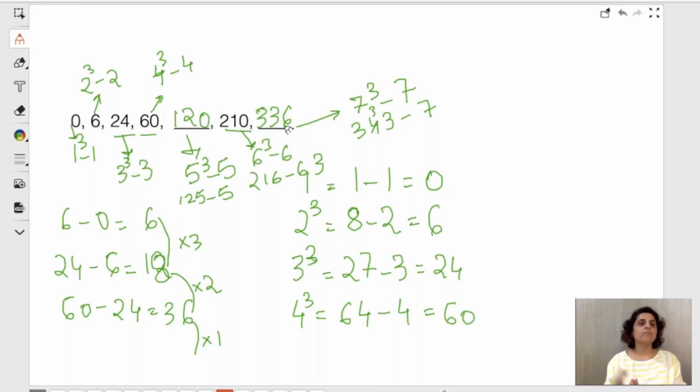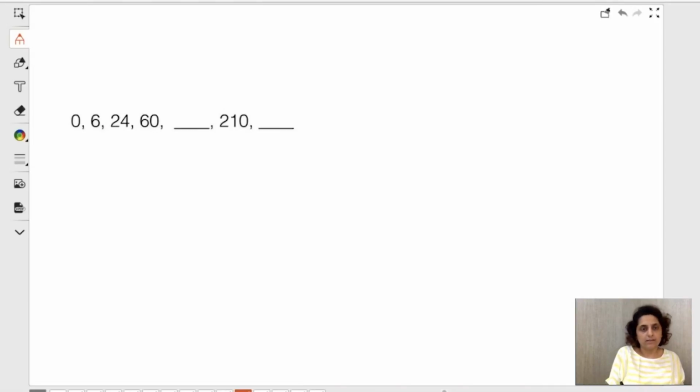1 cube minus 1 will give us the first number. 2 cube minus 2 will give us the second number. Same with the third number, 3 cube minus 3. This is one way of solving this sum. This sum can be solved in one more way. Let me just tell you how we can solve this.